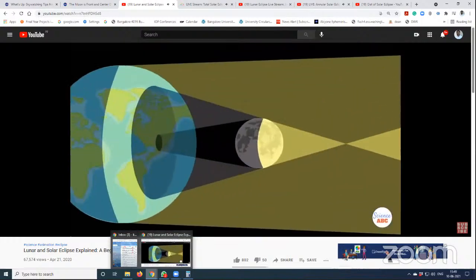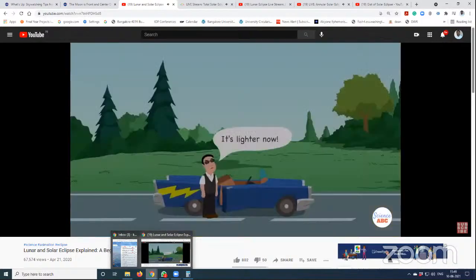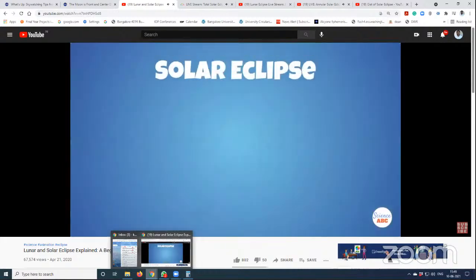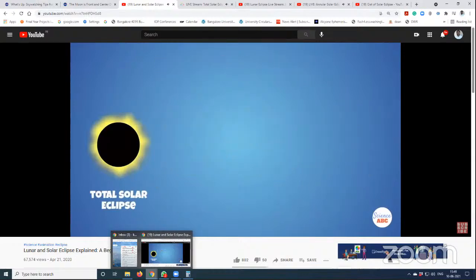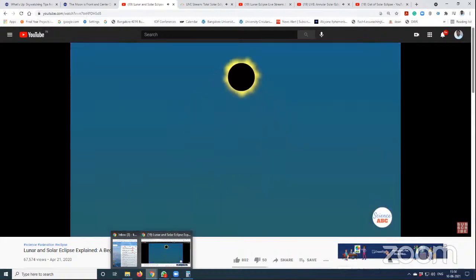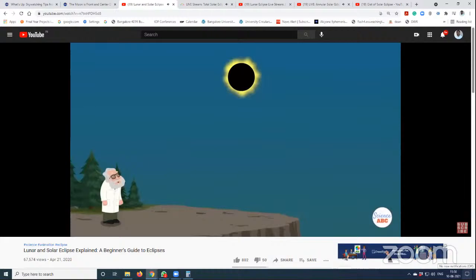The second type of shadow is known as the penumbra. It is a larger and relatively lighter shadow than the umbra. If the penumbra passes over you, then only a small part of the sun will be blocked out from your point of view. Depending on the type of shadow the moon casts on Earth, solar eclipses are broadly classified into four types. The first is a total solar eclipse. This is the most spectacular of all eclipses because, during a total solar eclipse, the entire sun is completely blocked out by the moon.